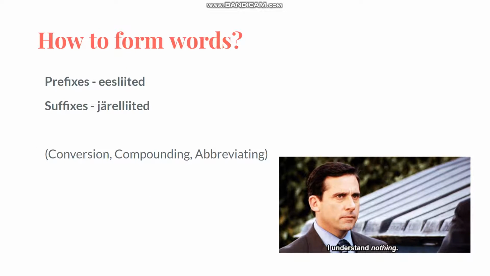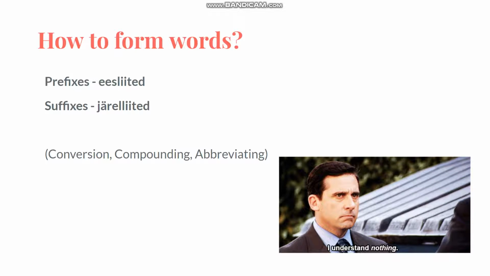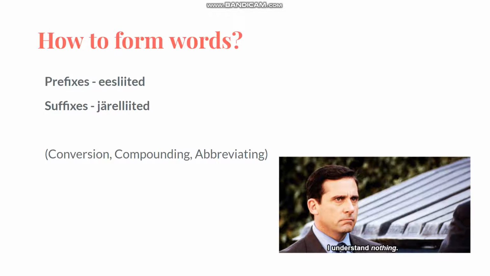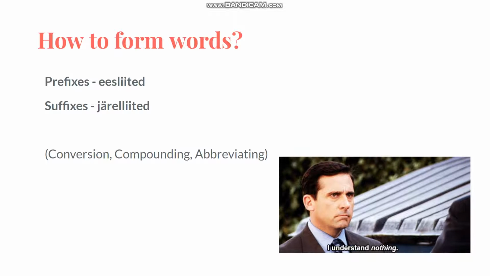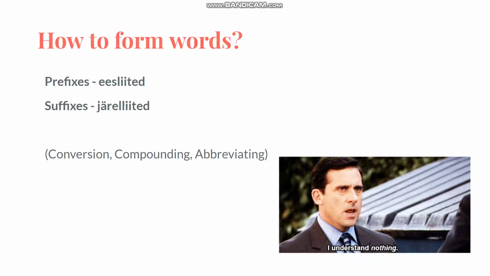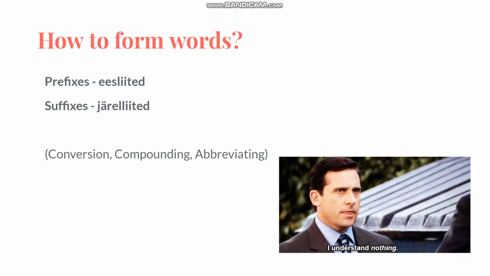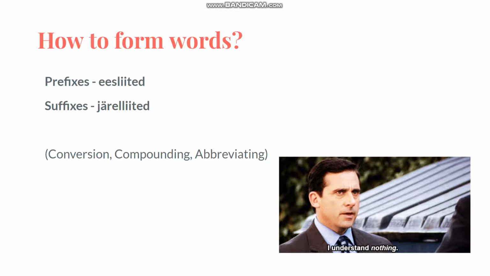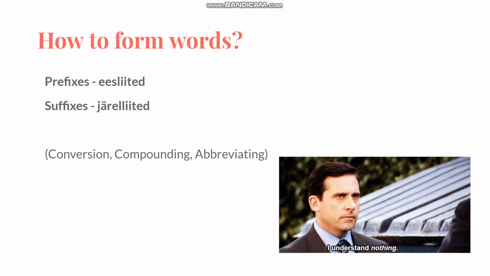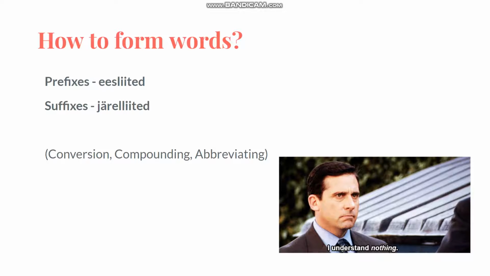So how to form words? There are more different ways, but we are going to focus on two, because that is all you need for now, I think. This is the most practical word formation lesson that I can give you. We are not going into too much detail, but just the basics. So we have two ways to do so. We can use prefixes, which go in front of the word, and we can use suffixes that go at the end of a word. There are also methods like conversion, compounding, and abbreviating, but we won't go into those at the current moment, just to keep it simple.